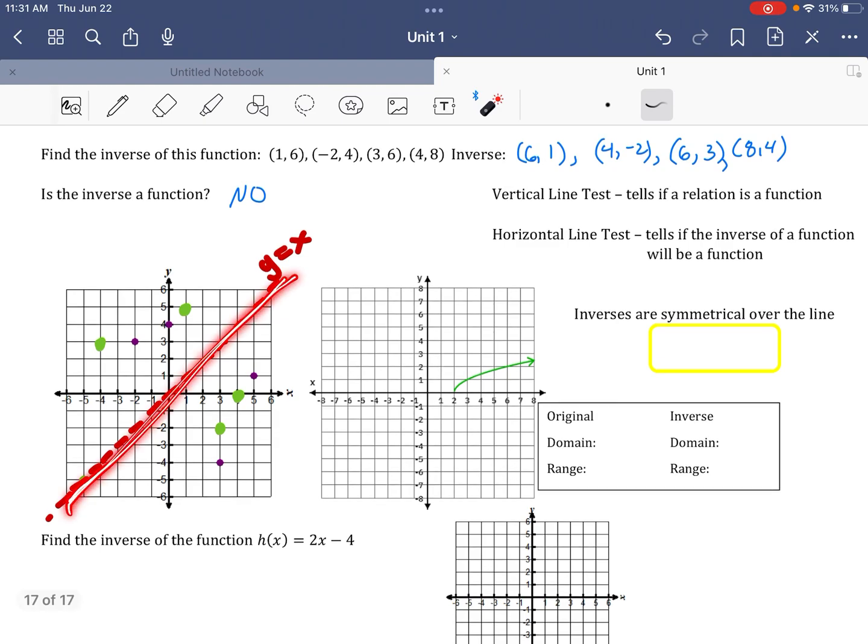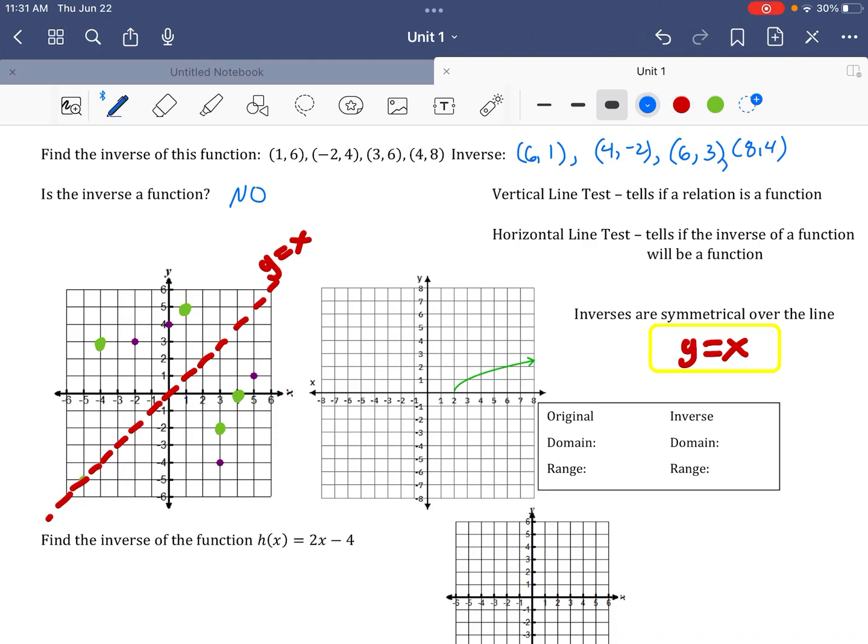This line cuts them in half. Just like if you had a face and you put a line down the middle, your face is going to be the same on either side, right? So you're symmetrical right down the middle of your nose line. So they're symmetrical. Inverses are symmetrical over the line y equals x.